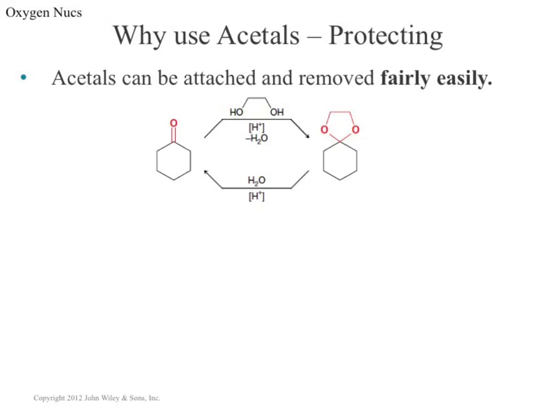We can use it to now protect our carbonyl. So if I wanted to do some chemistry somewhere else on my cyclohexanone that could get affected by that carbonyl, I can now throw in this diol starting material to turn it into the acetal. I now no longer have the carbonyl. It can't react as a carbonyl. But when I want the carbonyl back, what do I do? Just add a bunch of water and acid to push it back the other direction.